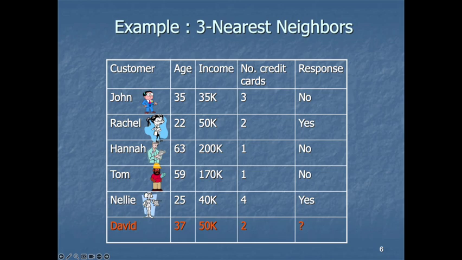We want to find the 3 nearest neighbors in this example. We have age, income, number of credit cards, and response. In our training data, we have five instances, right? We have John, Rachel, Hannah, Tom, and Nellie, and 3 different features: age, income, and number of credit cards. Now, can someone explain how we can predict the class label response for David? Yep. I guess we get the distance between each 2 pairs, like John and David, Rachel and David, and each of them, and then we compare the distance of each of them with David.